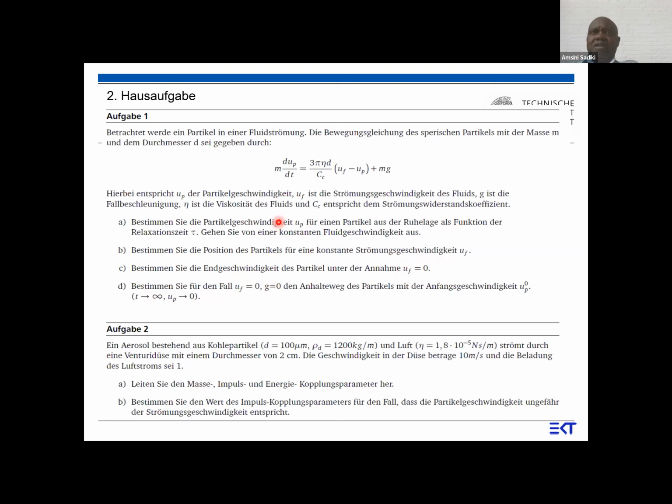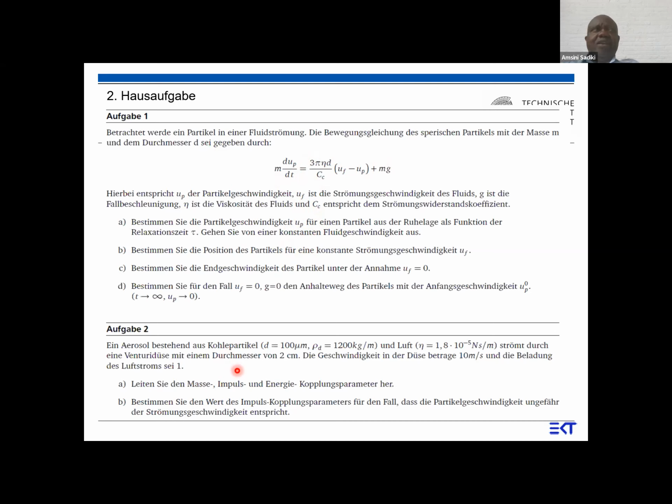But the big exercise, the main part, is to solve this equation here and to provide the velocity of the particle as a function of the relaxation time. If we know this, then we can also use these results for the next part of the lecture. I will show you the solution.